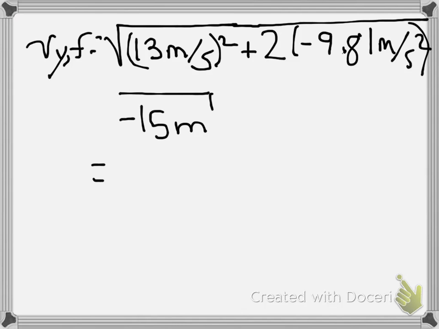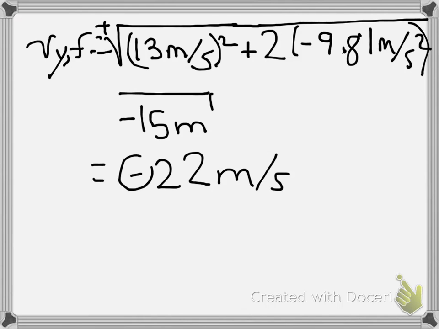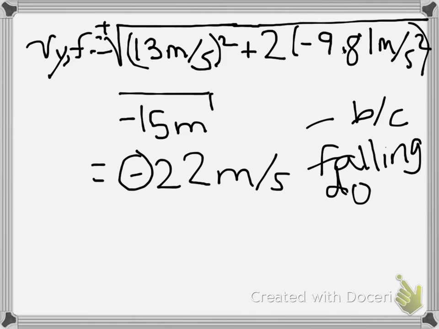When you do that, you should get your final velocity as negative 22 meters per second. And it's negative because I had the plus and the minus here, and I chose negative because I'm falling down. So it's negative because we're falling downward. Okay, that's why.